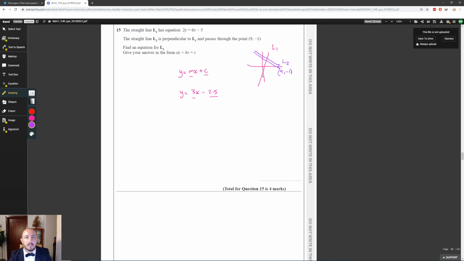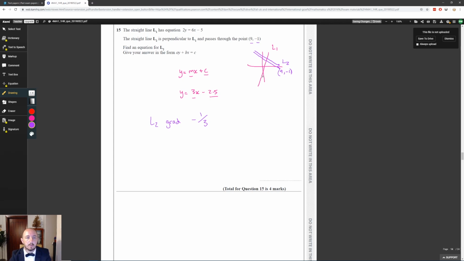We need an equation for L2. So for L2, the gradient, we take the negative reciprocal. That means we do minus 1 over the gradient of the other line. So in this case, 3. So the gradient of L2 in purple would be negative a third. And it goes through 9 minus 1.